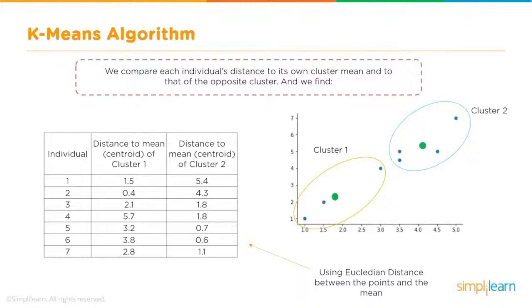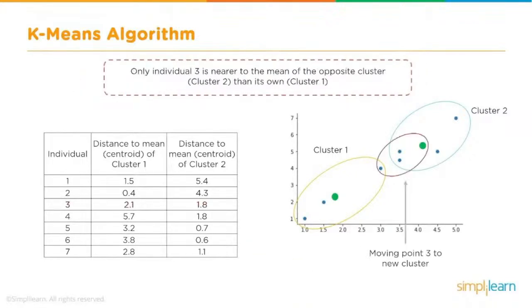We compare each individual's distance to its own cluster mean, and to that of the opposite cluster, and we can build a nice chart on here, that as we move that centroid around, we now have a new different kind of clustering of groups, and using Euclidean distance between the points and the mean, we get the same formula. You see new formulas coming up. So we have our individual dots, distance to the mean centroid of the cluster, and distance to the mean centroid of the other cluster. Only individual 3 is nearer to the mean of the opposite cluster, cluster 2, than its own cluster 1. And you can see here in the diagram where we've kind of circled that one in the middle.